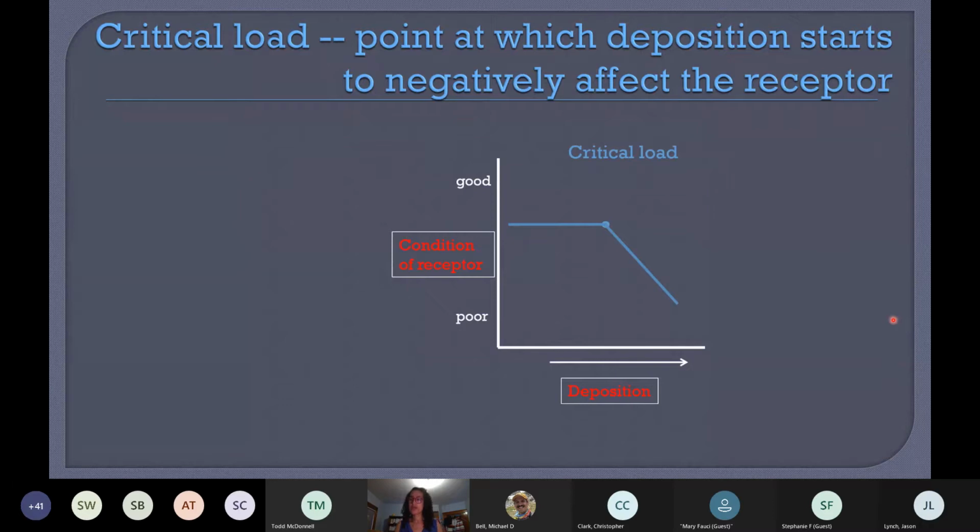So the critical load is defined as the deposition below which there's no harmful ecological effect. So we have deposition increasing along the x-axis, and the condition of the receptor goes up on the y-axis. You get to some point where the condition begins to decline, and the deposition at this level is the critical load.